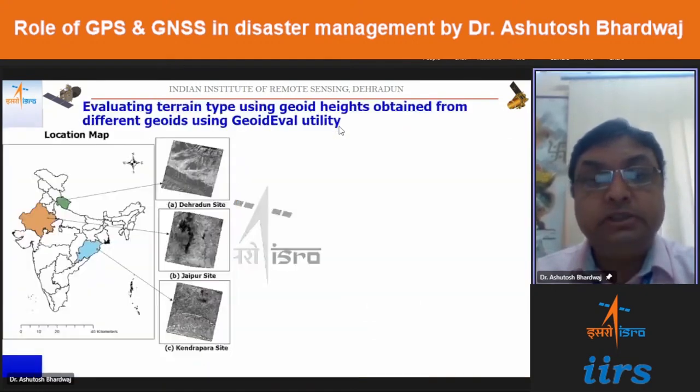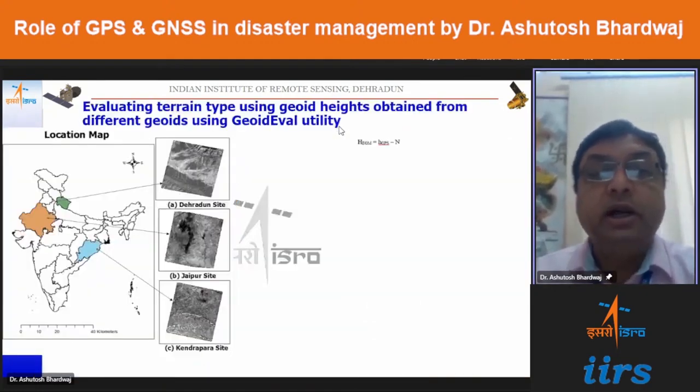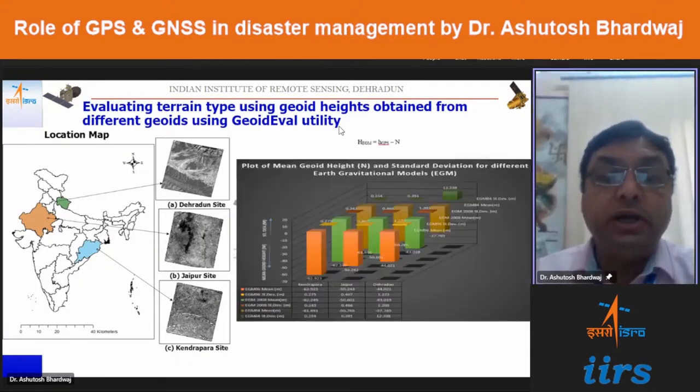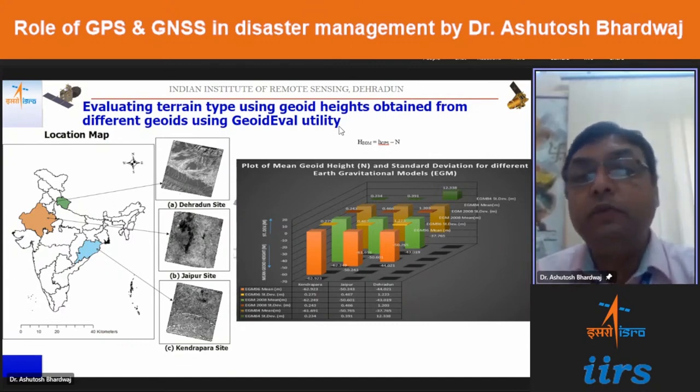So these are some applications I'm trying to show. Then in the case of the surveying field, we need to know the geoid heights also; geoid undulation also we need to compute. So we have an online geoid evaluation utility. By entering the latitude and longitude, we can compute the geoid undulation.